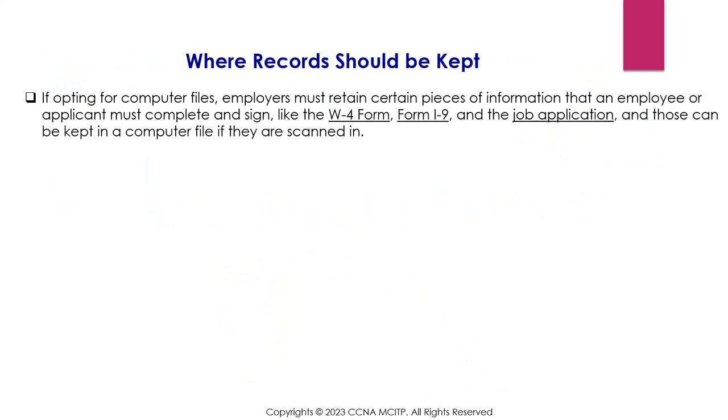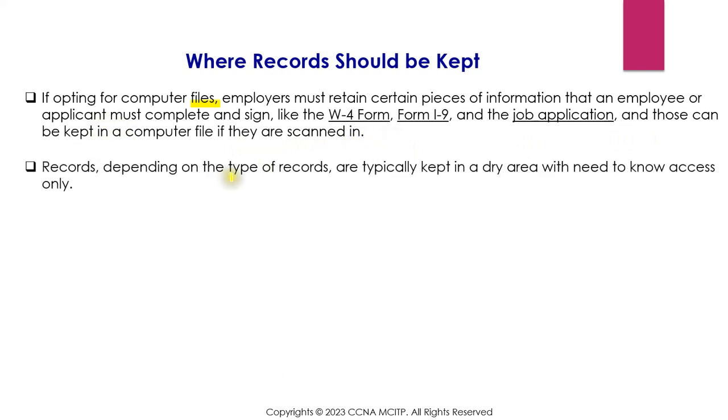If opting for computer files, employers must retain certain pieces of information that an employee or applicant must complete and sign, like the W4 form, Form I-9, and the job application, and those can be kept in a computer file if they are scanned in. Records, depending on the type, are typically kept in a dry area with need to know access only. Ensure there is a backup system for records and legal records.